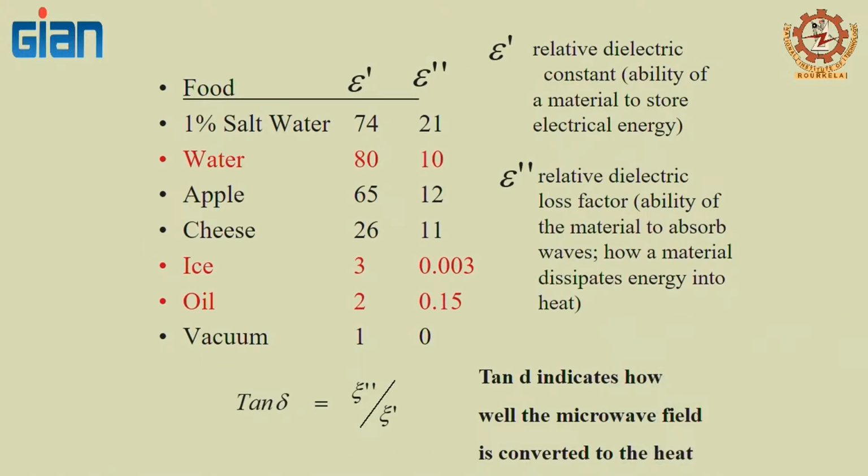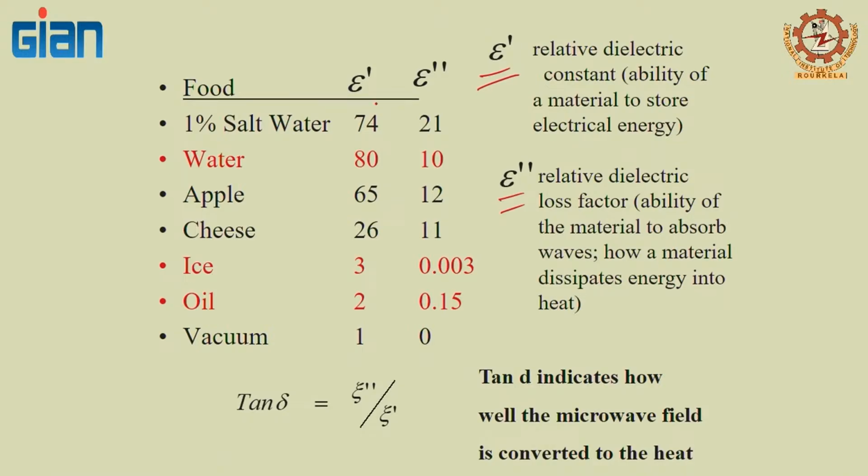Now we are introducing two concepts. One is the relative dielectric constant, the ability of the material to store microwave. In other words, you shine the microwave on the food and it is going to be stored inside. That is your epsilon prime. Second, you have the relative dielectric loss factor, the ability of the material to absorb the wave, which is then dissipated into heat. Once it is absorbed, that is converted into heat. That is the factor, and you have the values given here for some different types of products.